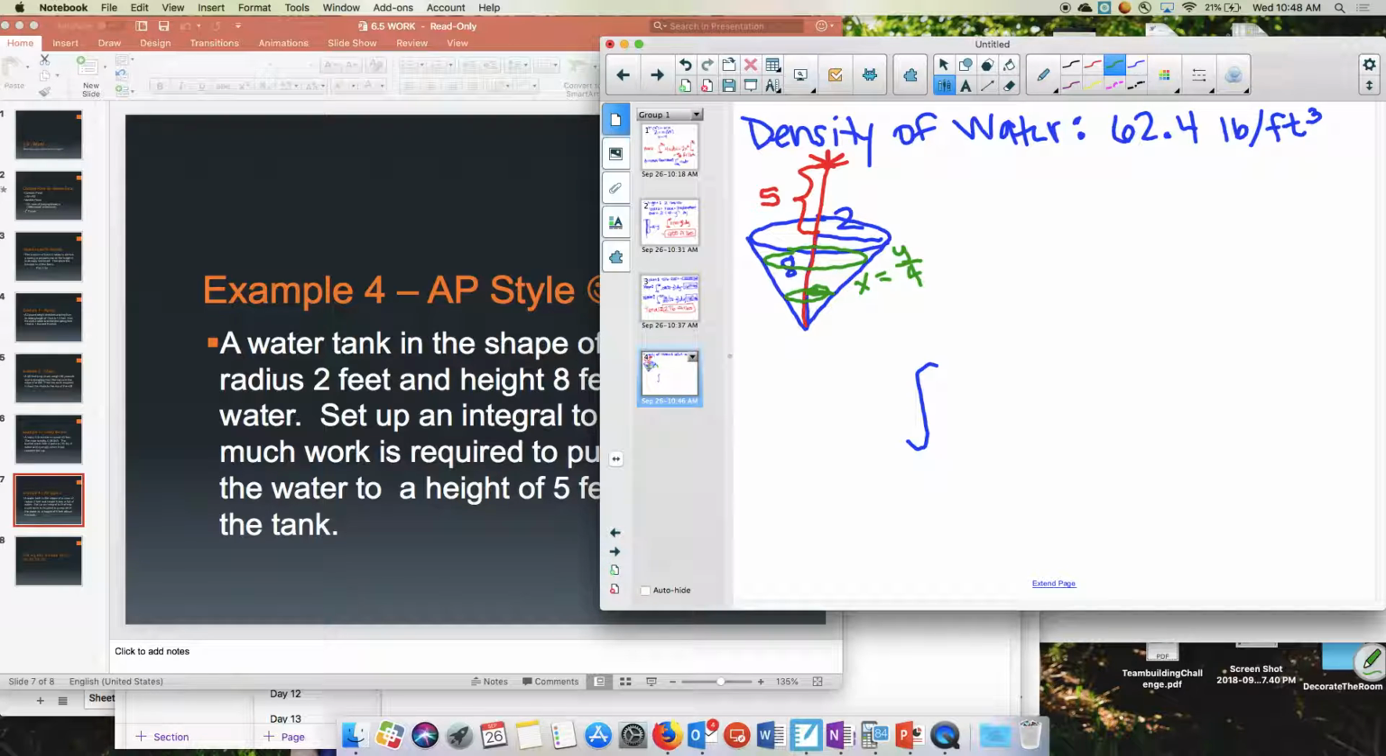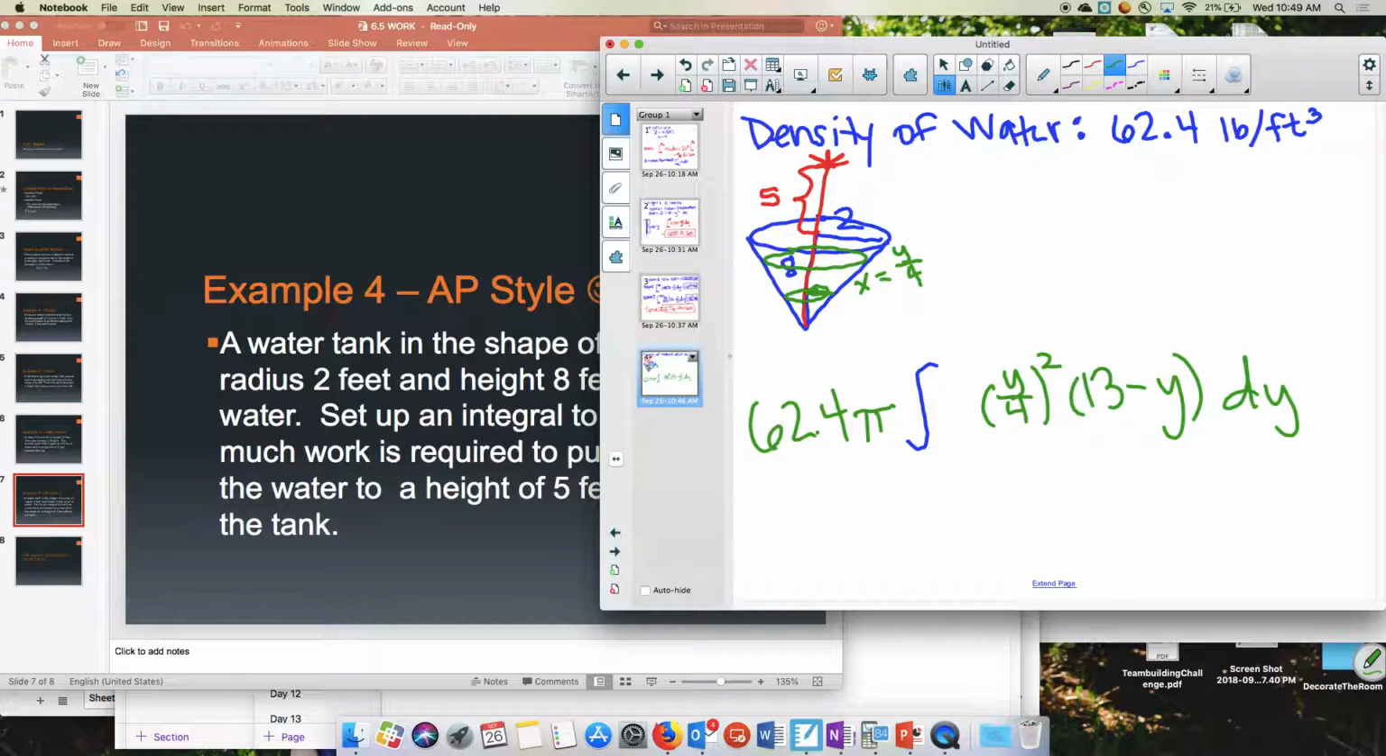Okay? So each disc of water is going to weigh pi r squared times its thickness, dy, times the density. Now, how far is it traveling up? 5 feet above. So how far total? So 13 minus y is what would go in our integral as our displacement.